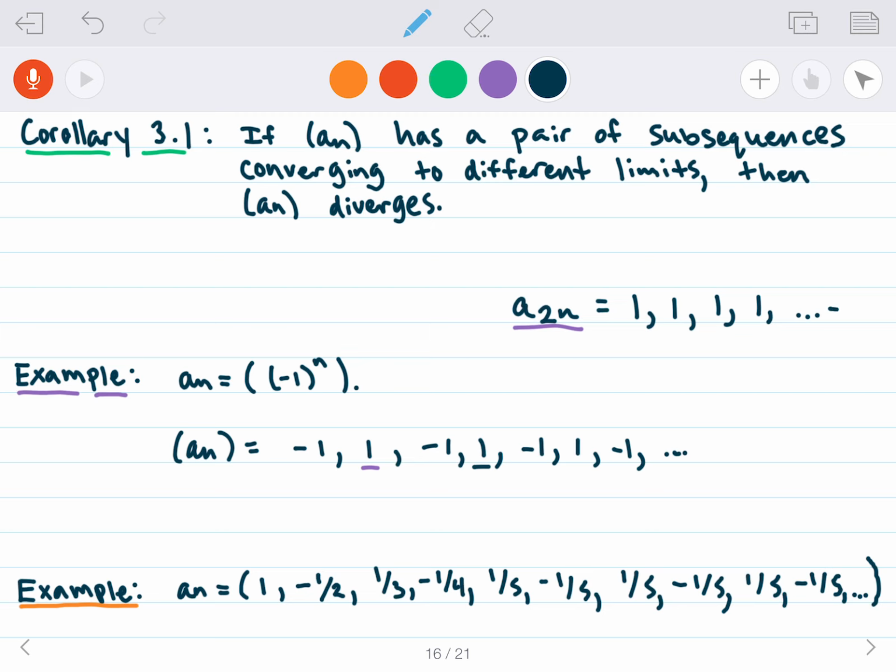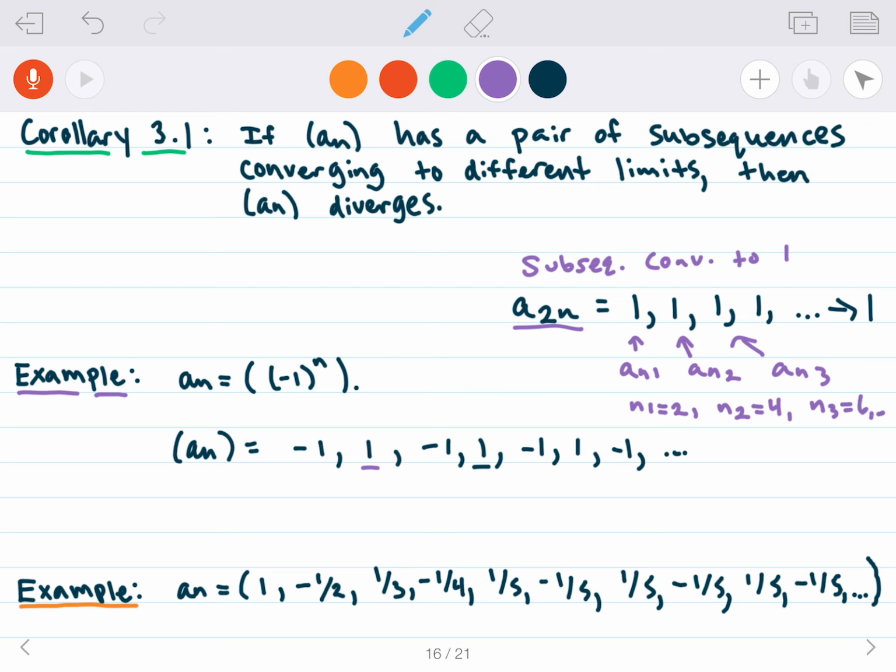Okay, so this converges to 1. So this is a subsequence converging to 1. Okay, and so this is going to be a sub n1, a sub n2, a sub n3, and here we have n1 equals 2, n2 equals 4, n3 equals 6, etc. So subsequence converging to 1.